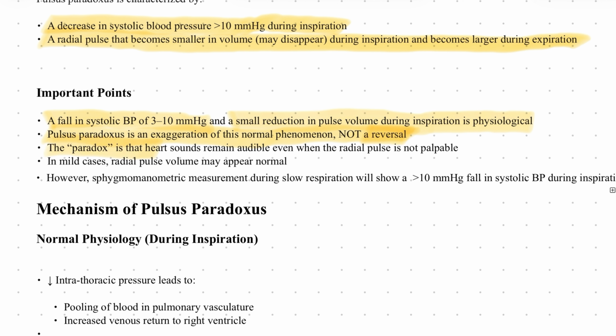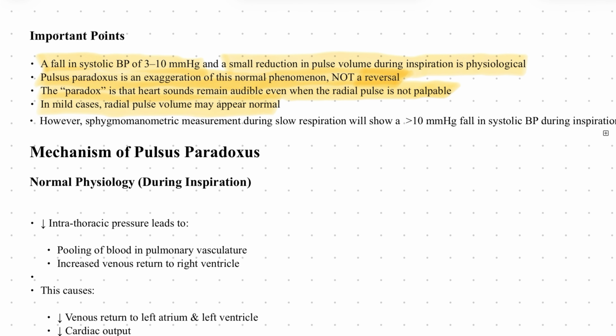The paradox is that the heart sound remains audible even when the radial pulse is not palpable. In mild cases, radial pulse volume may appear normal because the changes are small and not noticeable. However, sphygmomanometric measurements during slow respiration will show a more than 10 mmHg fall in systolic pressure during inspiration.